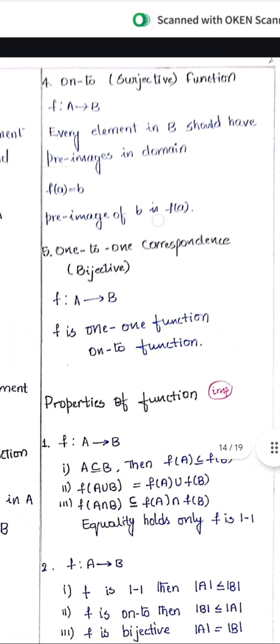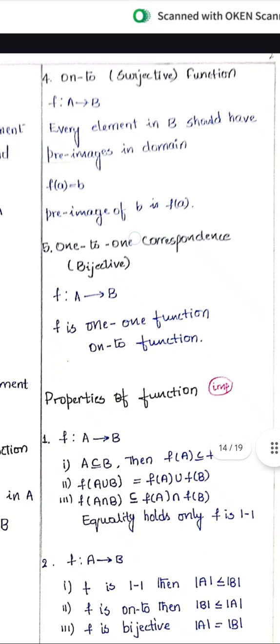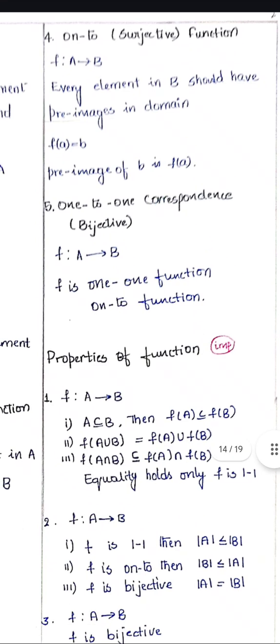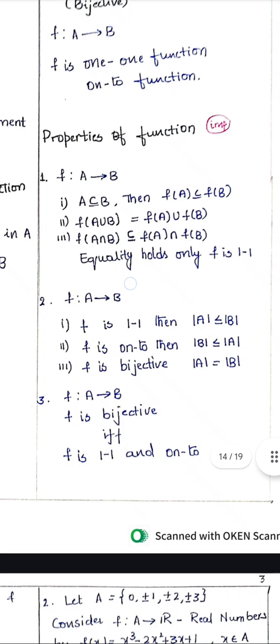Then there is a thing called onto function, that is surjective. One to one function is also called injective. For a function from A to B, every element in B should have a pre-image in the domain, f of a equals b. One to one correspondence is bijective. If f is one to one as well as onto, that is called bijective, one to one correspondence.